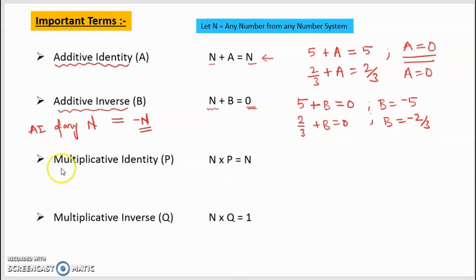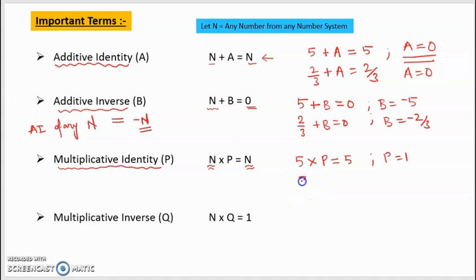So let us see now multiplicative identity. Multiplicative identity, by definition, means a number which when multiplied to the given number gives the same number. For example, if 5 is the number, and 5 is multiplied by the multiplicative identity p, the answer is also 5. So what could be the number p? It is very simple to answer that p has to be 1. If this condition holds true, then p is always 1.